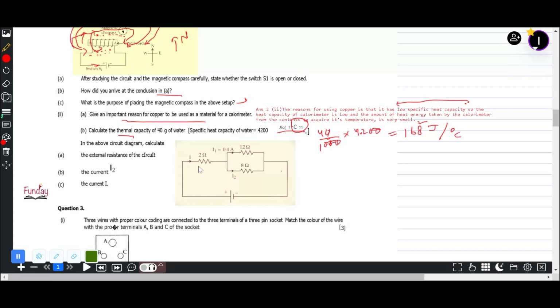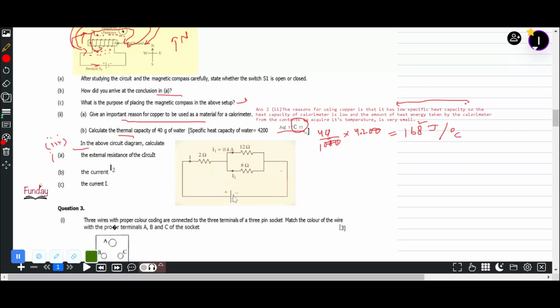Now we have this circuit given, wherein we have this current I flowing into 2 ohm, and that is question number 3. In the above circuit diagram, the A part is, we have to find the external resistance of the circuit, and we have to find current I2 and current I.